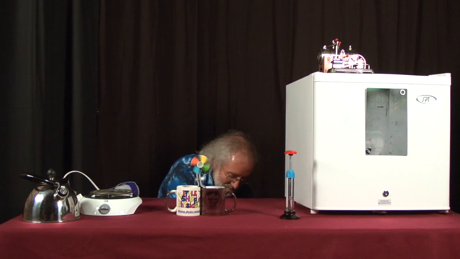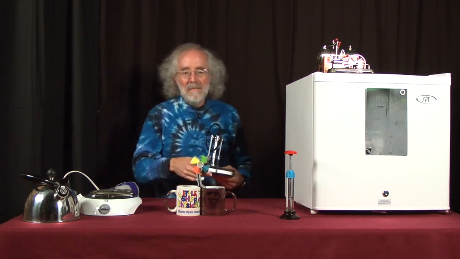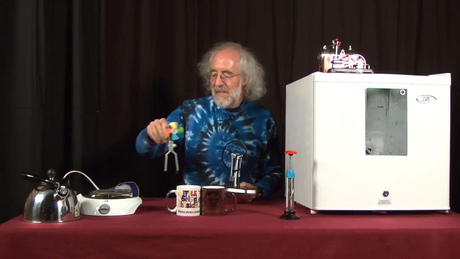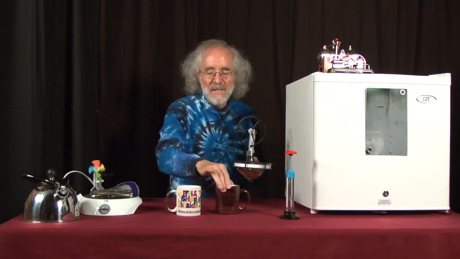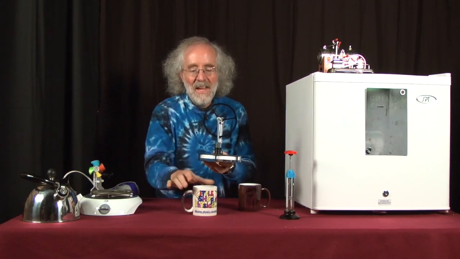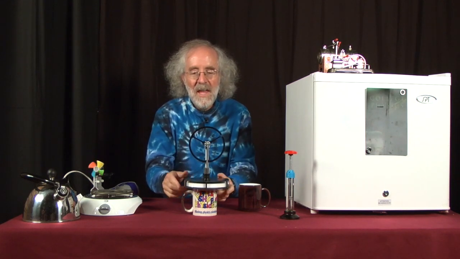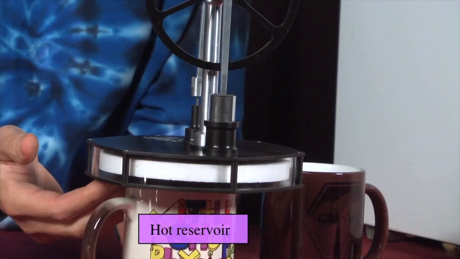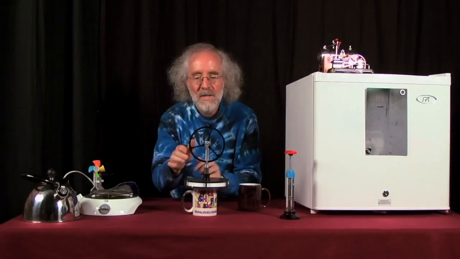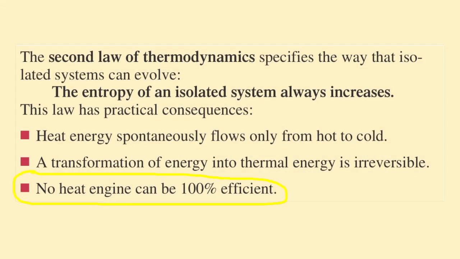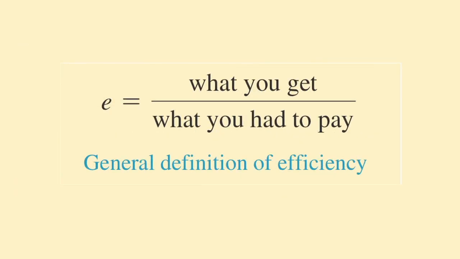And I have another heat engine right here that can run off a much smaller temperature difference. And this one can run off the temperature difference between a cup of hot water and the air in the room. But there still has to be a hot reservoir where the heat comes in and a cold reservoir where the heat goes out. You can't convert thermal energy into other forms of energy with 100% efficiency. That's a consequence of the second law of thermodynamics. Let's think about the definition of efficiency from earlier in the chapter. Efficiency is what you get divided by what you had to pay.